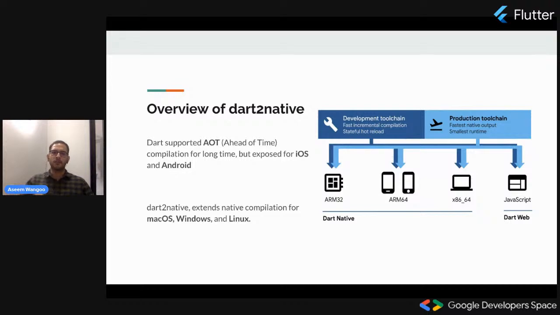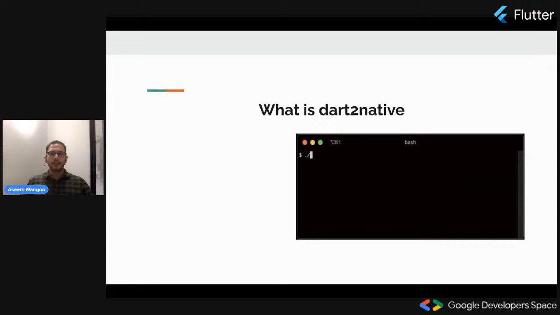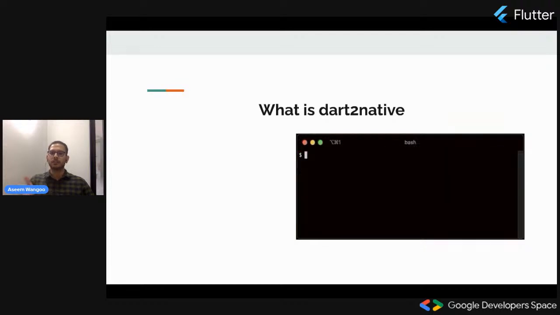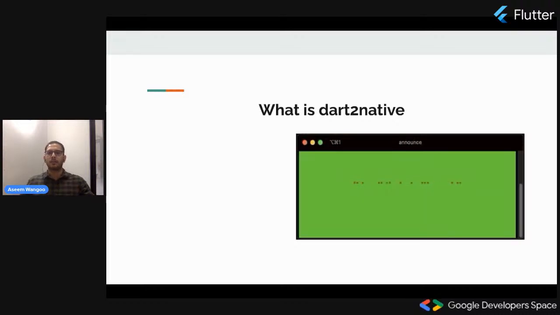Hence, Flutter, when it came out initially, was focused heavily on iOS and Android. But now, with Dart to native, the Dart framework has extended its compilation support to Mac OS, Windows, and Linux. So what is Dart to native? Before we see that, this is an announcement, basically a command line interface, which was created by the Dart team to announce this feature, Dart to native. The command line interface is run by /announce, and this is entirely programmed in Dart.